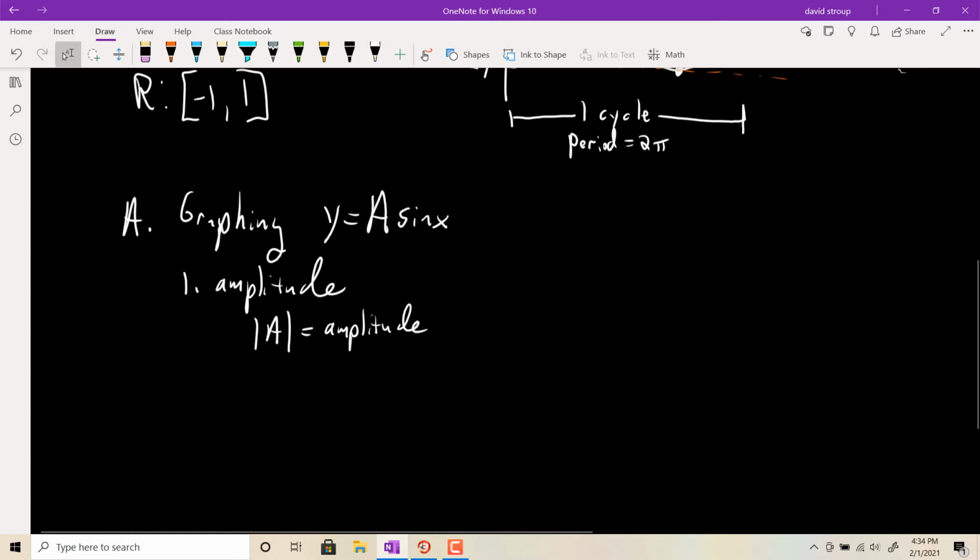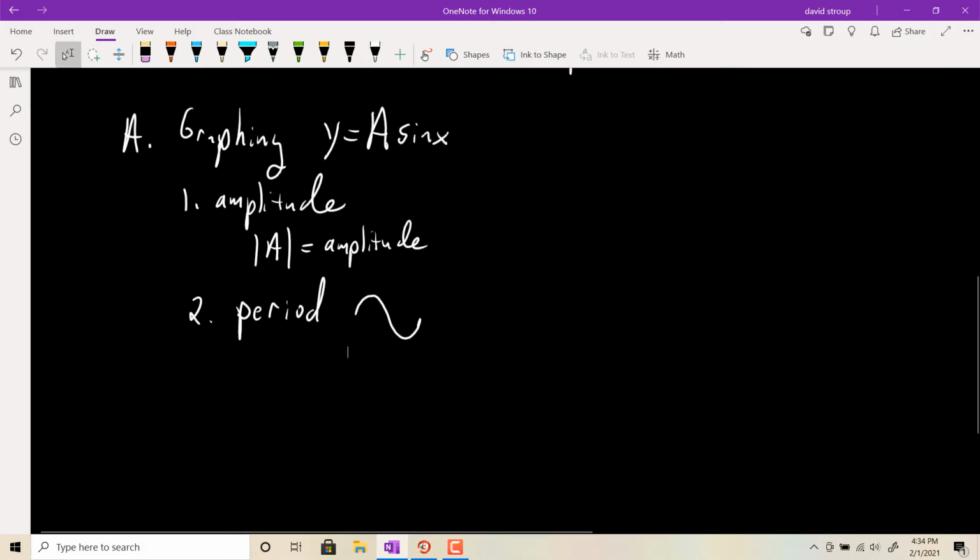Okay. Secondly, then is getting the period. So basically the distance of one complete cycle, and for sine x, that's just this thing. Okay, that's one complete cycle. So period is how do I figure that out? Well, for now, in this case, it's just going to be from 0 to 2 pi. Later on, that may change a little, but for now, it's no big deal.